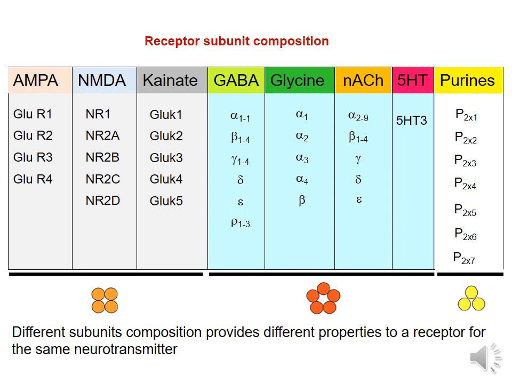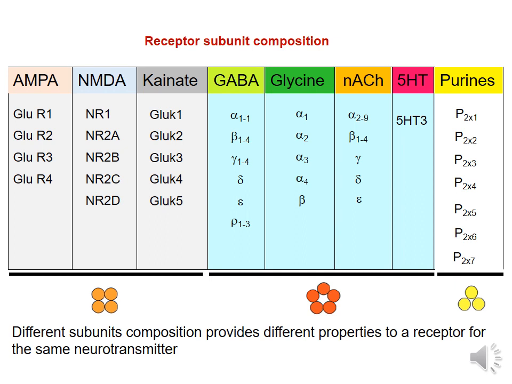There are discrepancies in how the kainate receptor subunits are called. Here I put the most recent nomenclature, in which they call these subunits from GluK1 to GluK5. But they also receive other names depending on which source you look at.